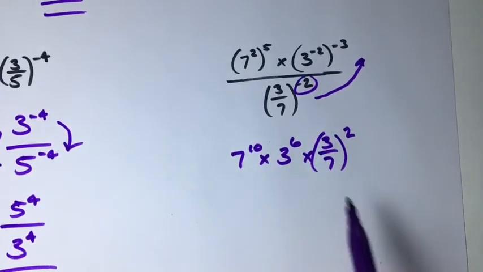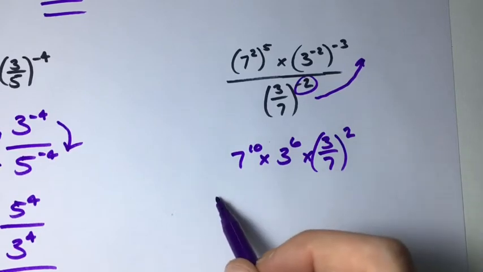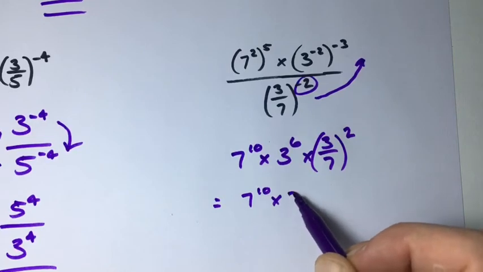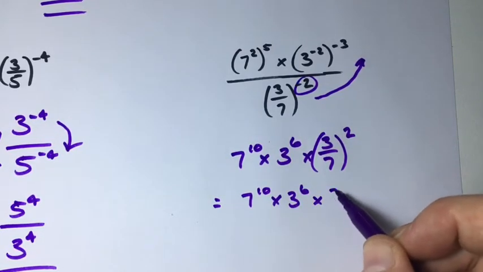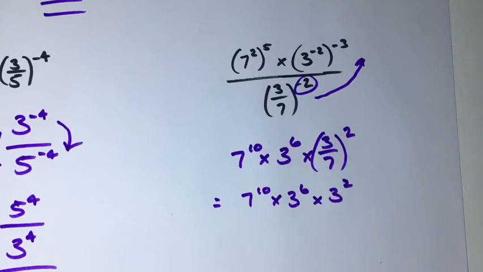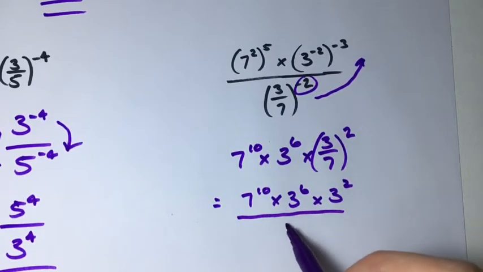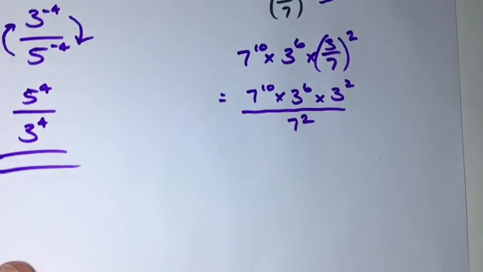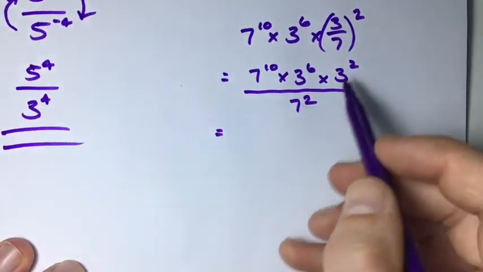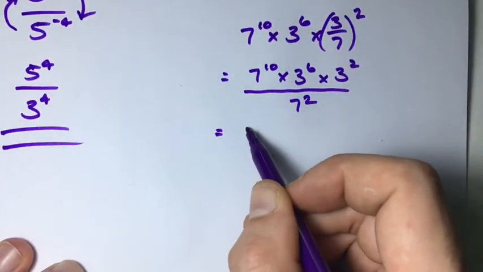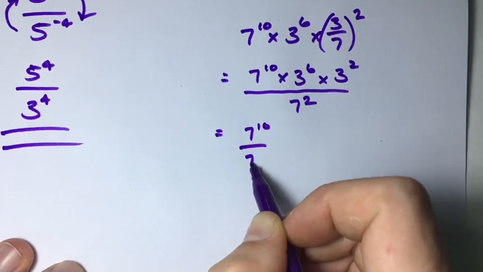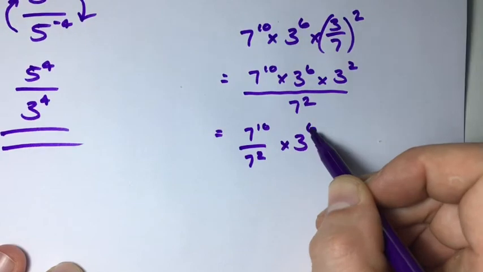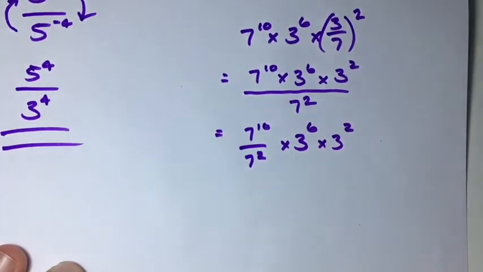So we can rewrite this since we have multiplication of everything. This is also going to be equal to 7 to the power of 10 times 3 to the power of 6 times 3 squared, and that's all over 7 squared. So, now that we have some of the same bases, let's go ahead and rewrite it again. 7 to the 10 over 7 squared times 3 to the power of 6 times 3 to the power of 2.